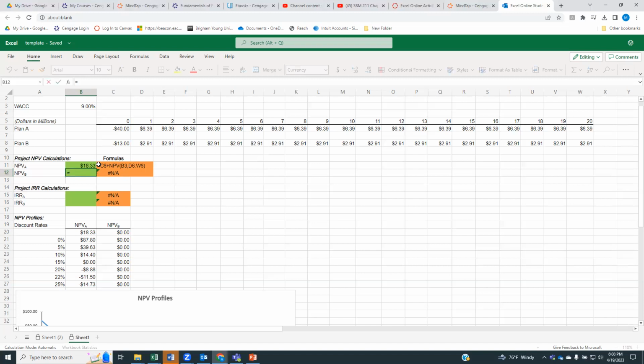All right, so we'll do the same thing for the second one. This time I'll just go ahead and say it equals the initial cash flow or cash payment out plus the net present value of, and then I hit the interest rate, comma, all of the remaining years.